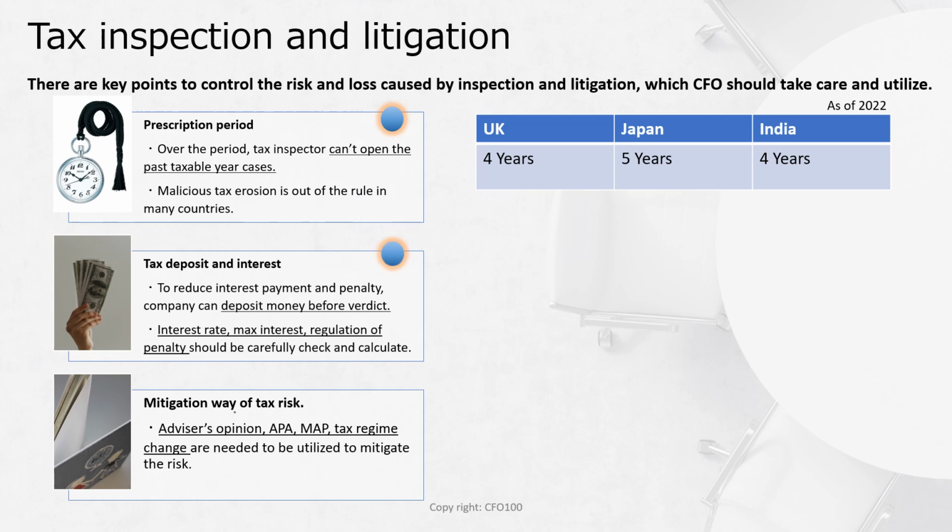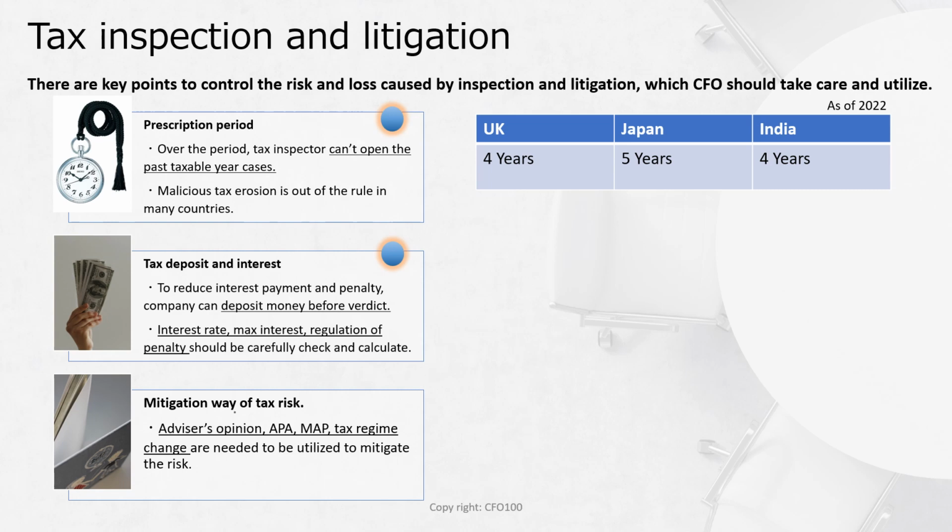To reduce interest payment and penalty payment, a company can deposit the money before the definitive verdict in tax court. Not all countries have this type of system, but it is important to understand how you can mitigate the unnecessary risk for the pointed item by depositing money in the government.